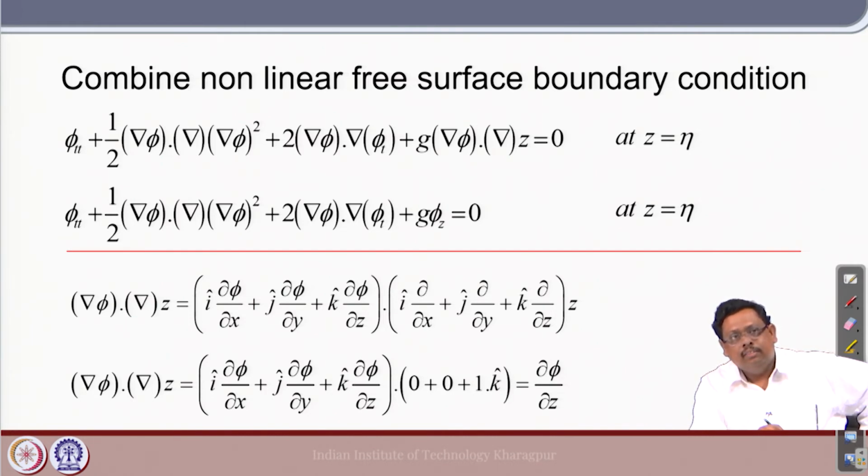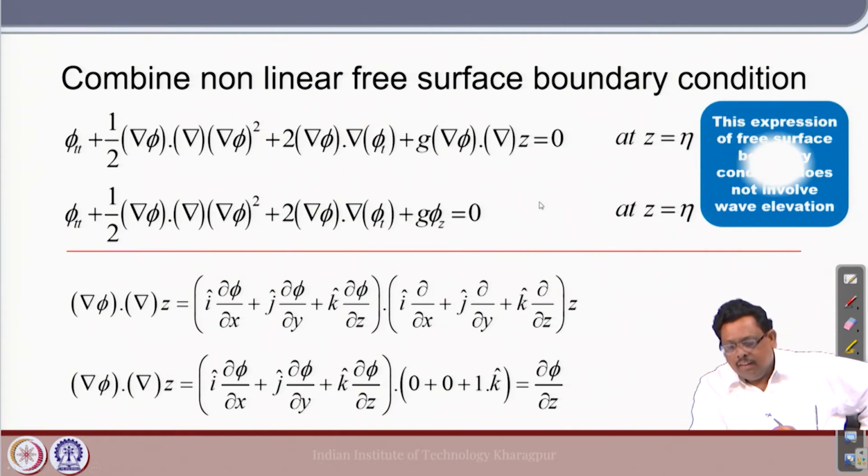So, if I try to solve some problem and try to find out what my free surface is, what the velocity potential of the free surface water particle is, then you can use this equation. Okay. So, as I said, this expression is the free surface boundary condition in the absence of the wave elevation.